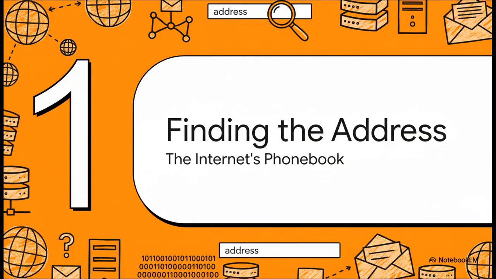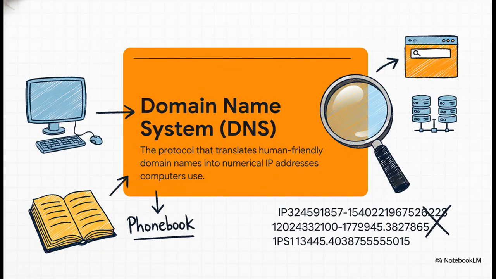And that's where the internet's global directory service comes in. Think of it like this massive distributed system that's always working tirelessly behind the scenes just to connect the name you typed to the right number. And that system, it's called the Domain Name System, or DNS for short. It is, quite literally, the internet's phone book.